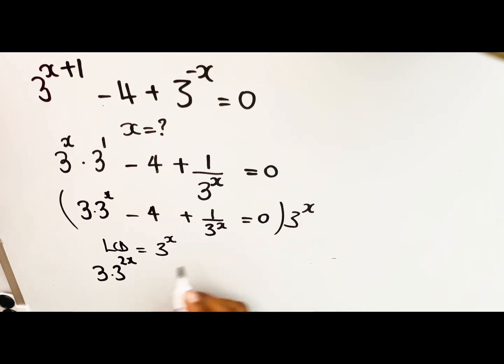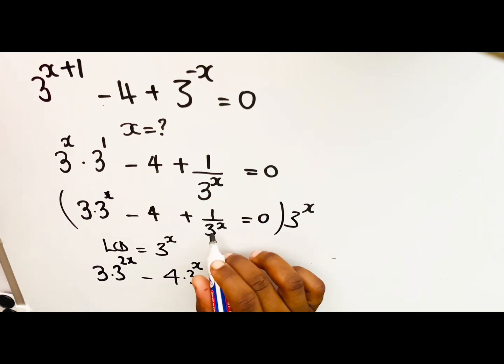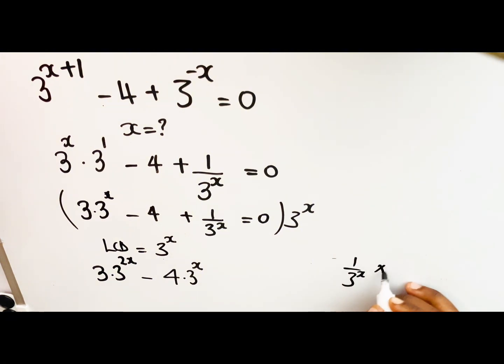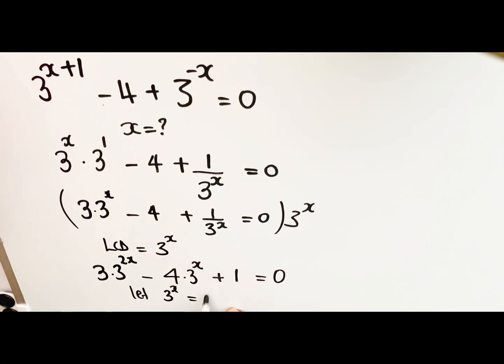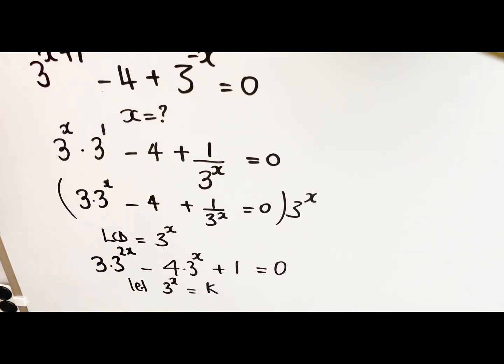Negative 4 times 3 exponent x is negative 4 times 3 exponent x. Then 1 over 3 exponent x times 3 exponent x, they divide, and we're left with 1 is equal to 0. Jump straight to the substitution method. Let 3 exponent x be k. Where there is 3 exponent x, we substitute with k. Then it's 3 times k squared, minus 4k, plus 1 is equal to 0.